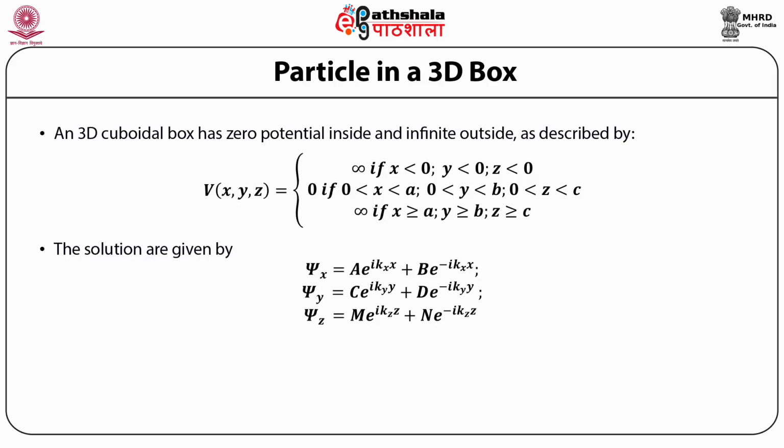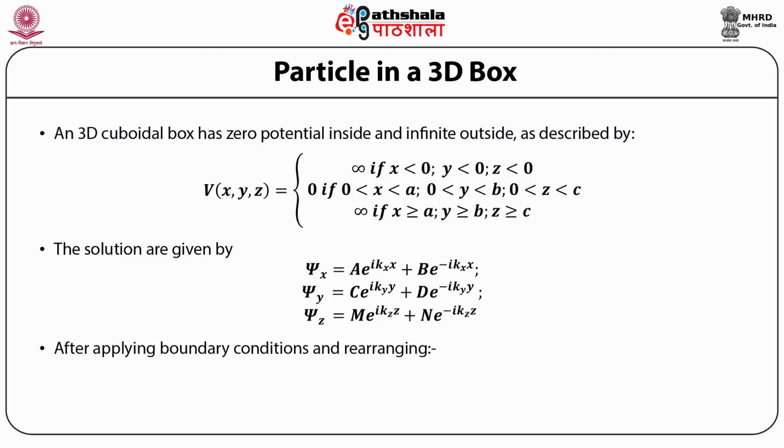So the general solution for the above equation is psi x is equal to a exponential iota kx x plus b exponential minus iota kx x, and psi y is given by c exponential iota ky y plus d exponential minus iota ky y, and lastly psi z will be equal to m exponential iota kz z plus n exponential minus iota kz z.